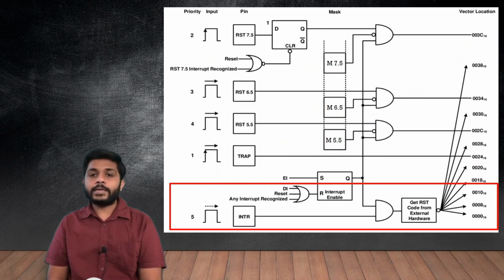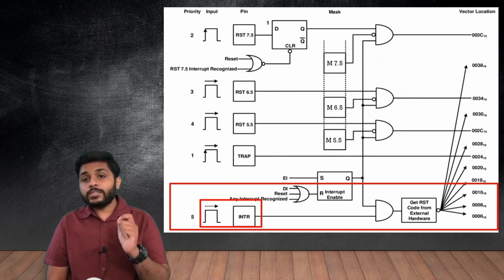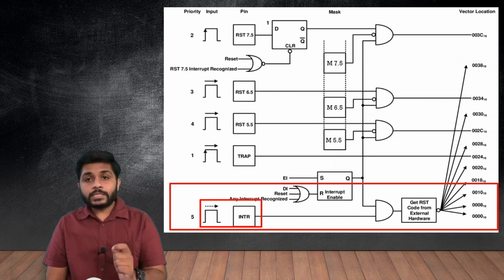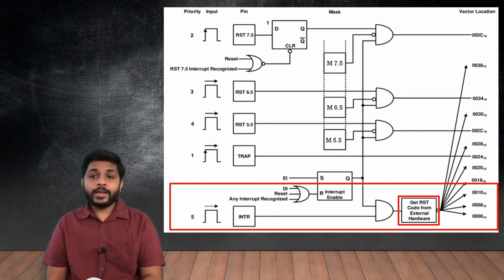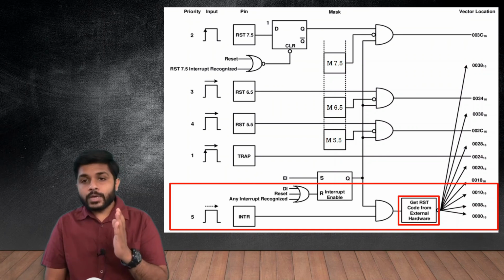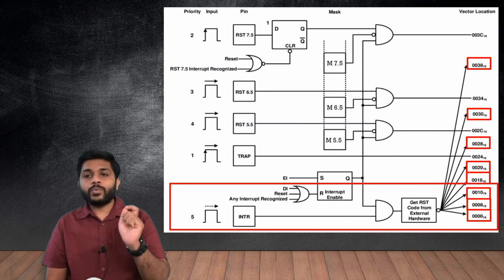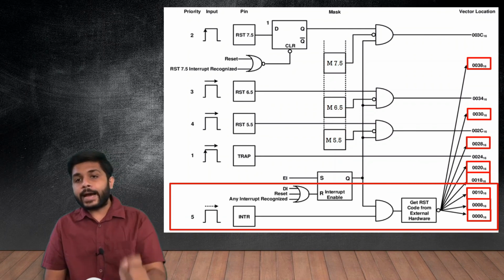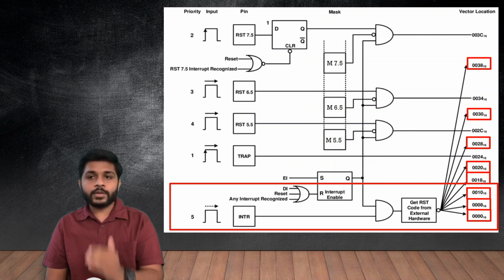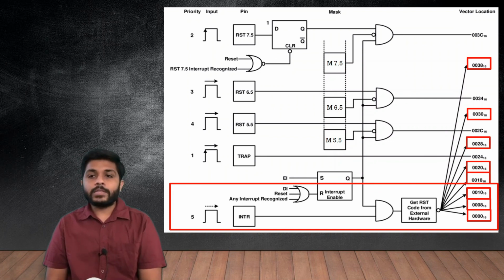The last interrupt is INTR. Again, INTR is level trigger. And INTR is a non-vector interrupt. Non-vector interrupt means for the INTR interrupt, the vector location is not fixed. The user can provide any vector location they want, and that vector location can be provided using the RST instruction. You can see that for the INTR there are different vector locations available, and from these available vector locations the user can set any vector location. So when any interrupt is received at the INTR pin, the processor will stop its current execution and will jump to the vector location which is set by the user.